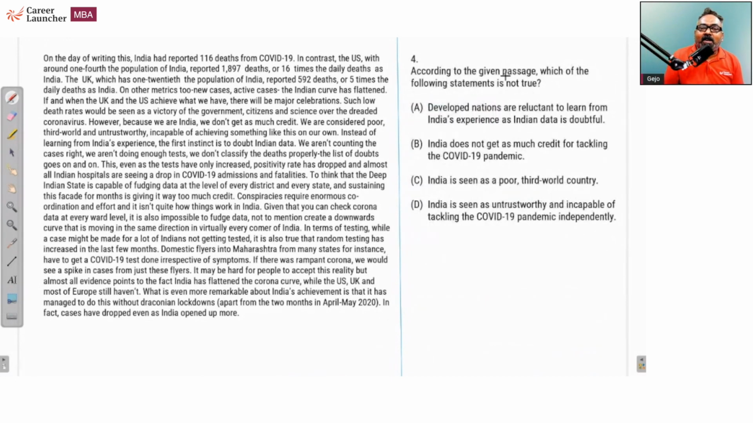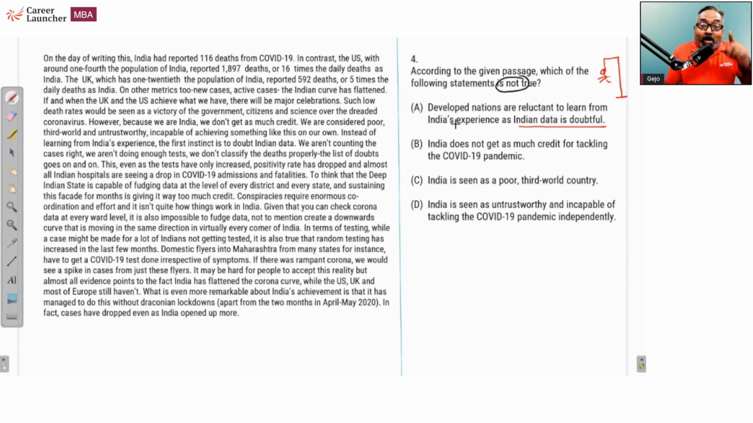Question number 4. According to the passage, which of the following is not true? Okay, there is no way I can go back to the passage, everything. I'm just going to read these 4 sentences, hope that something sticks out. Developed nations are reluctant to learn from India's experience as Indian data is doubtful. Indian data is doubtful. Author will commit suicide, ladies and gentlemen. What do you mean Indian data is doubtful?